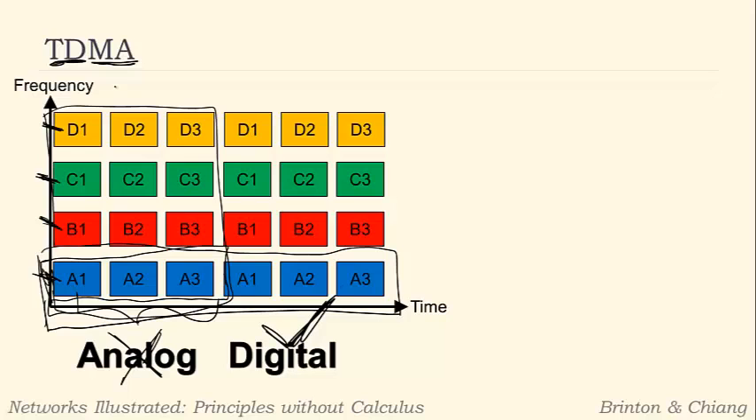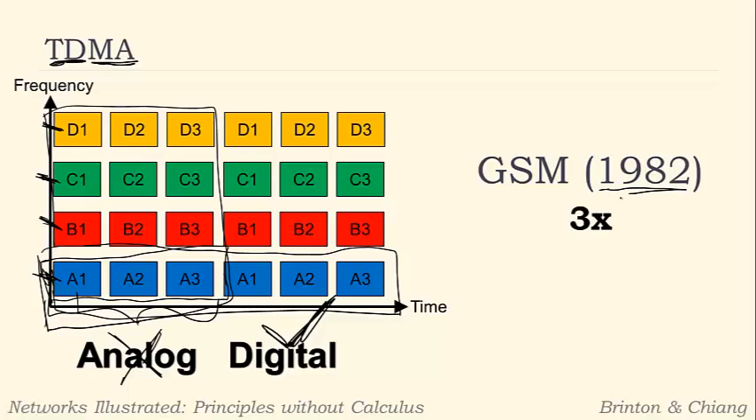So the first technology to employ TDMA was called GSM, or Global System for Mobile Communication. And that came out in 1982. GSM was quickly shown by 1987 to have a 3 times improvement over the previous analog capacity with the AMPS network. And that 3 times improvement in capacity comes about because now we can have multiple users sharing the same frequency band.